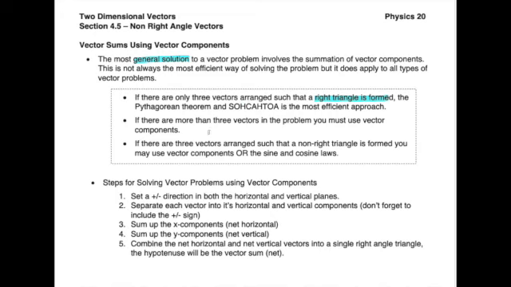The case where you have to use vector components is if you have more than three vectors. So if you have three vectors, you can make a triangle. If you have more than three vectors, you can't make a triangle. And so for more than three vectors, you can't do a triangle problem.